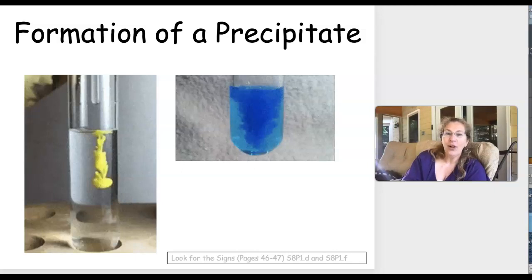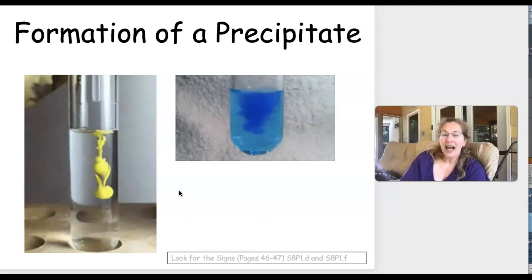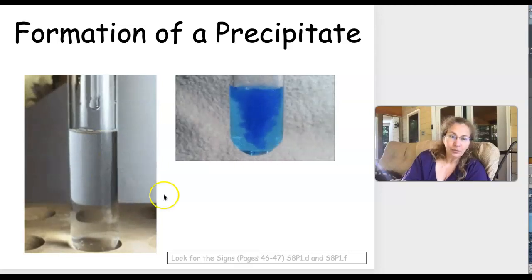Same thing for the slide on the right. We have a blue solution, and then we add something to it. Not only do we get a color change, we get a darker blue, we also get something falling out of the solution and going to the bottom of the test tube.